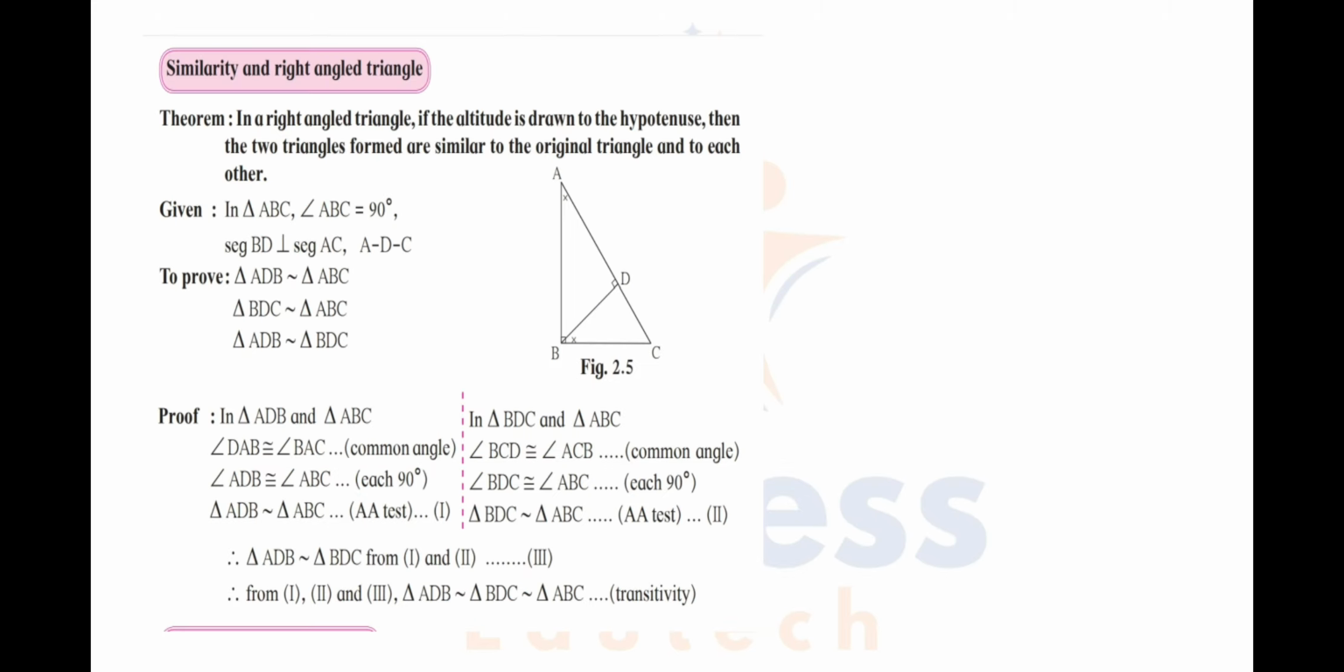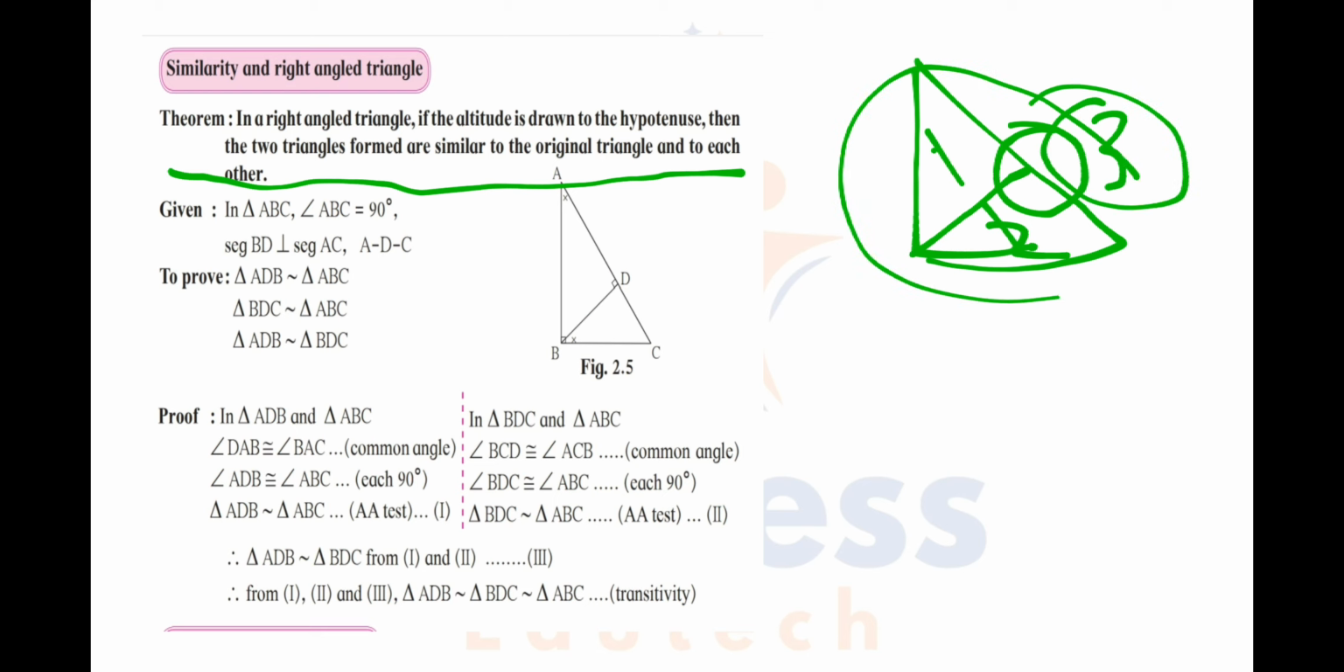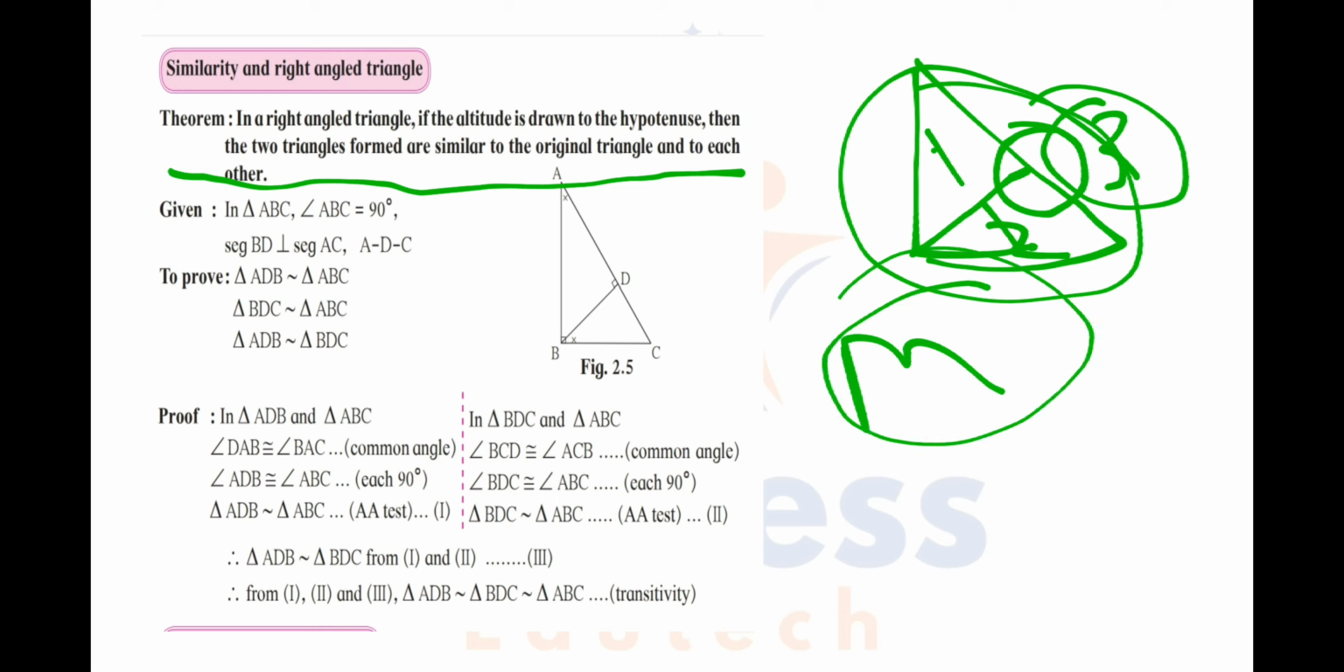Now let us see the theorem, that is similarity in a right angle triangle. In this theorem, what is stated? If I draw an altitude to the hypotenuse, it divides the triangle into 3 triangles, that is 1, 2 and 3. Now all 3 triangles must be similar. This theorem is given.